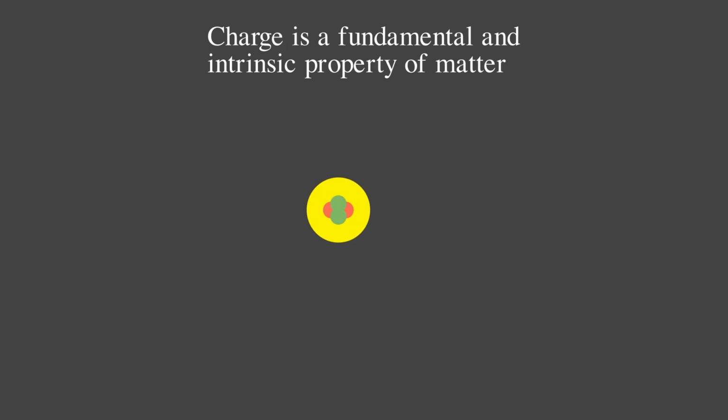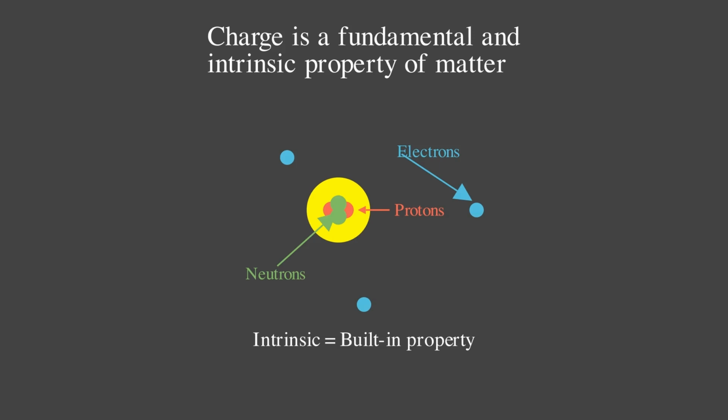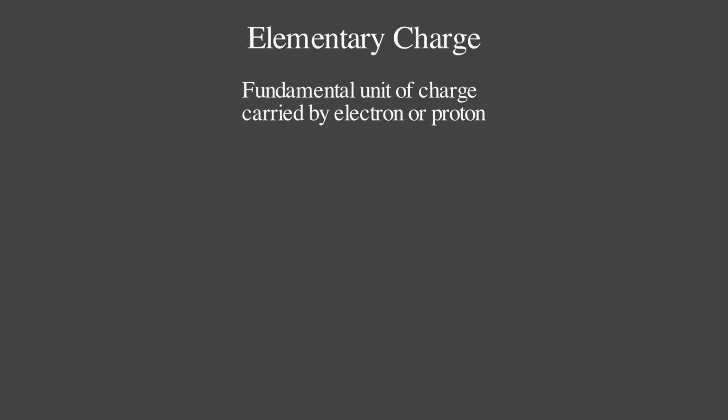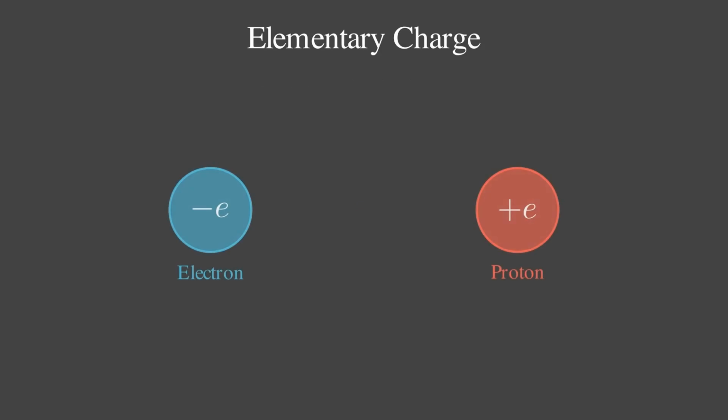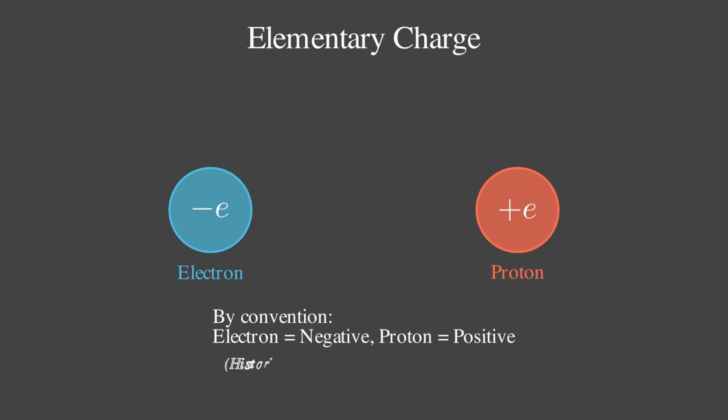Because matter consists of atoms, and atoms consist of electrons, protons, and neutrons, this property of charge exists in matter and is as intrinsic as the presence of these atomic particles. The elementary charge, which is the fundamental unit of charge carried by a single electron or proton, is denoted by the letter E. By convention, we call the electron's charge negative and the proton's charge positive. This choice was historical and somewhat arbitrary.